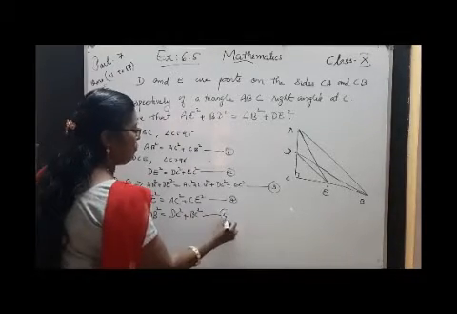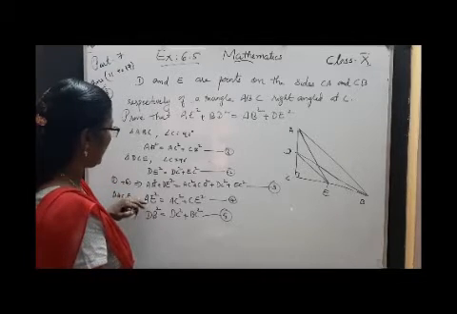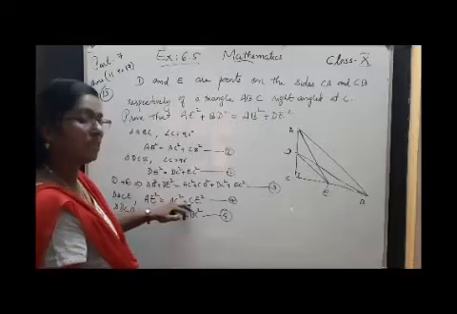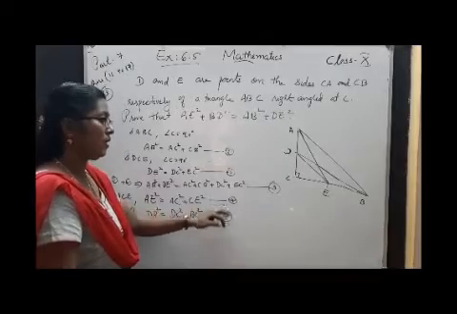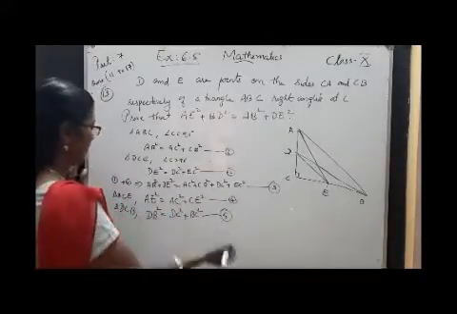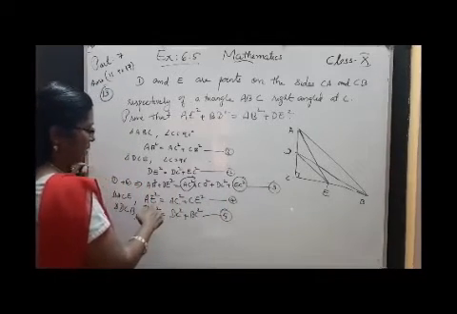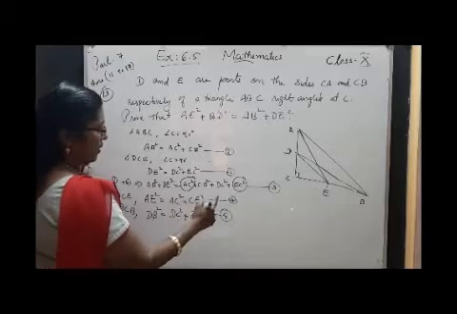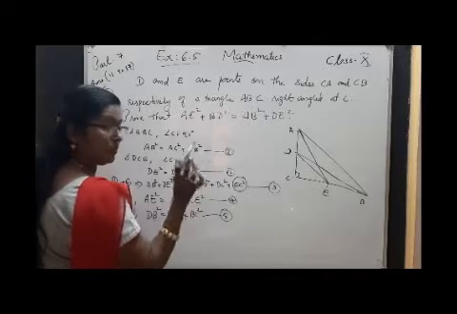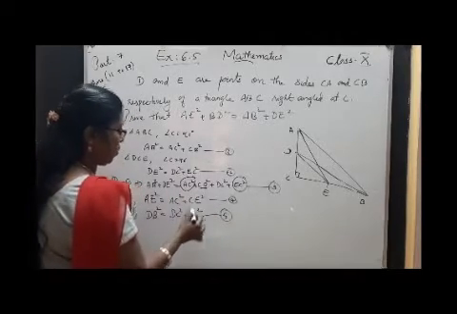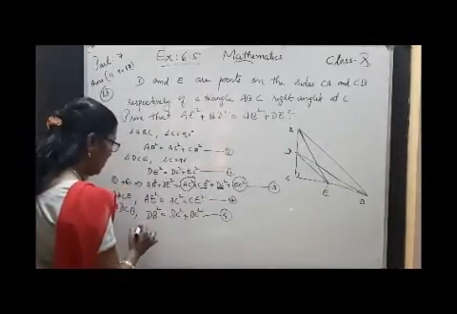Equation number 5. Then substitute this. AE square is AC square plus CE square, DB square is DC square plus BC square. Substitute 4 and 5 in 3. Here in 3, AC square plus CE square is AE square. CB and BC are representing the same line segment. BC square and DC square, that is DB square.